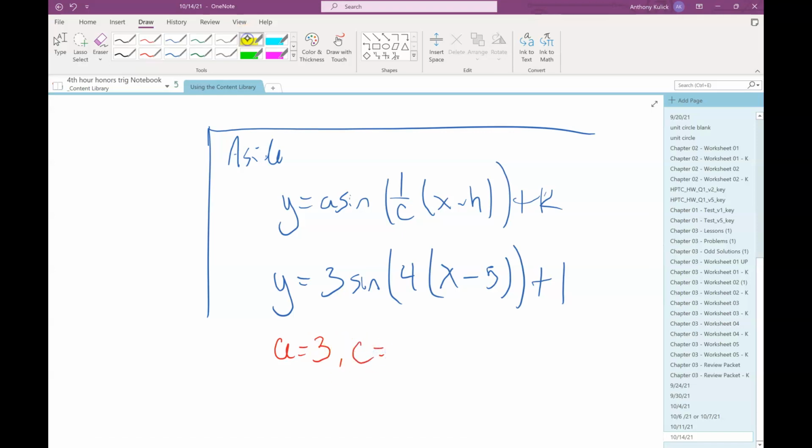So this is saying that 1 over C is 4, right? So C has to be the reciprocal of 4. If 1 over C is 4, then the reciprocal of 1 over C has to be the reciprocal of 4. Does that feel okay? So yes was the answer to your question. And then the H is 5 and the K is 1.